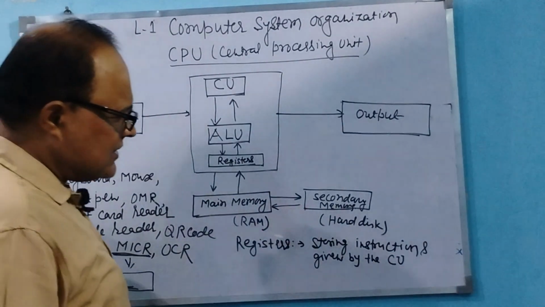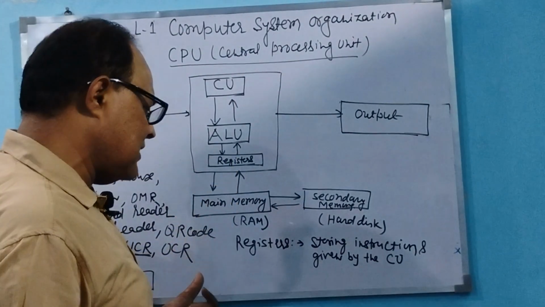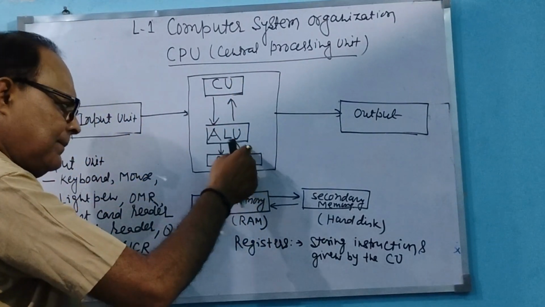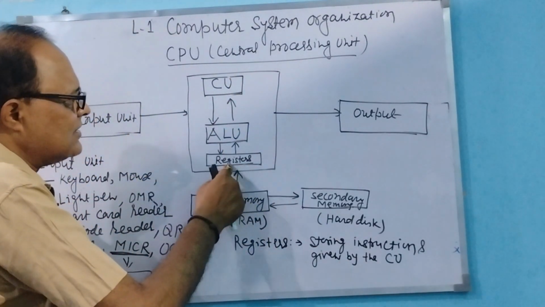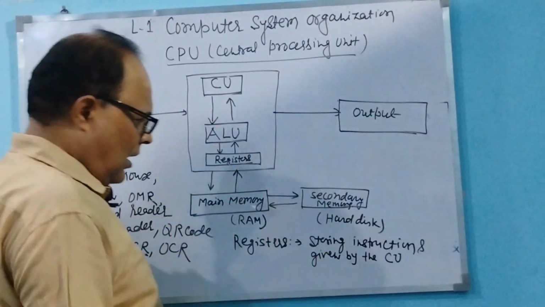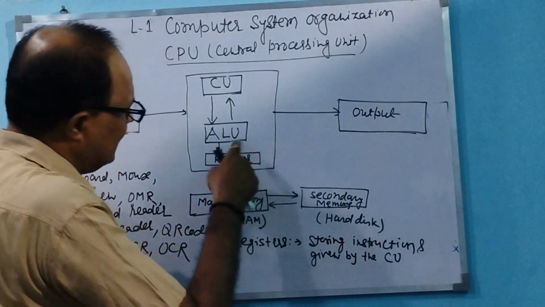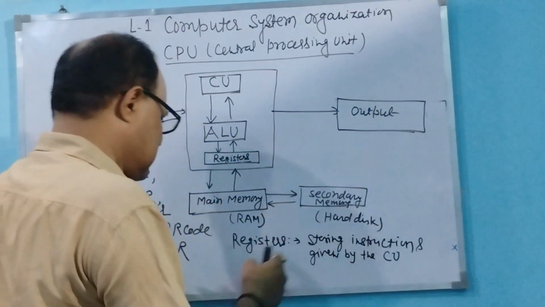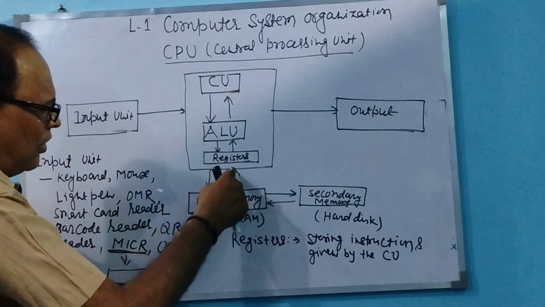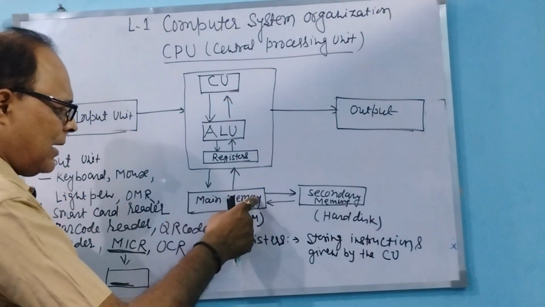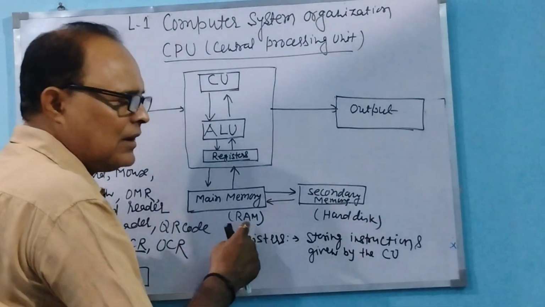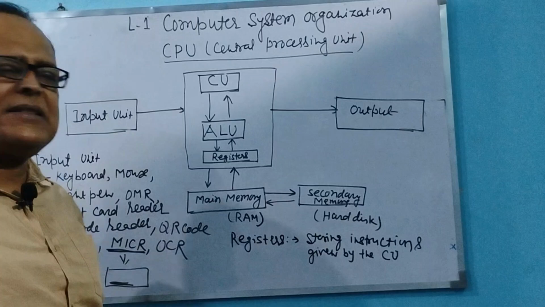Registers. What is a register? It stores instructions given by the CU, that is the control unit, and after that it will produce output as a result. And the CU also interacts with the main memory. What is main memory? Main memory is called RAM. RAM stands for random access memory.